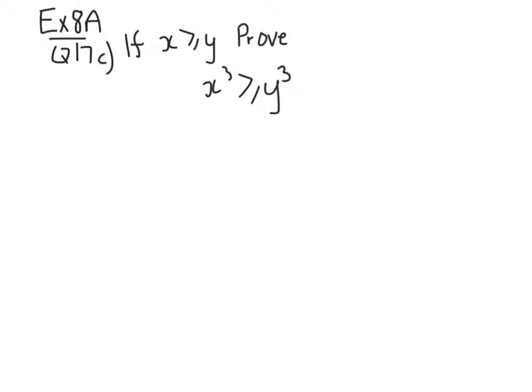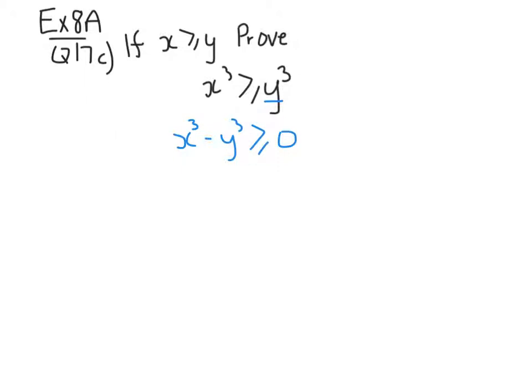So here's the third part of the proof. So if x is greater than y, prove that x cubed is greater than or equal to y cubed. So what I'll do is I'll take this y cubed across to the other side. So I'll say x cubed minus y cubed. We have to make that greater than or equal to 0.